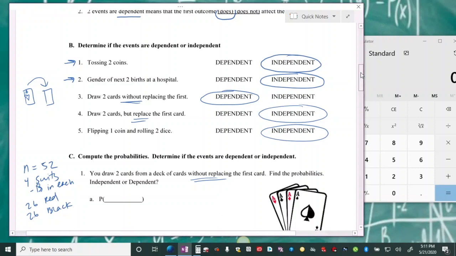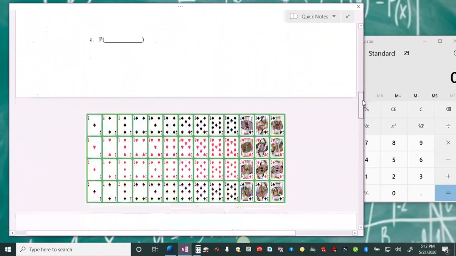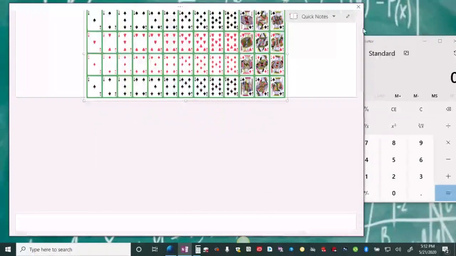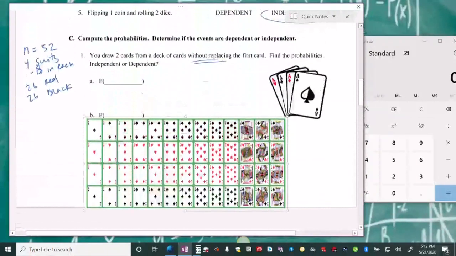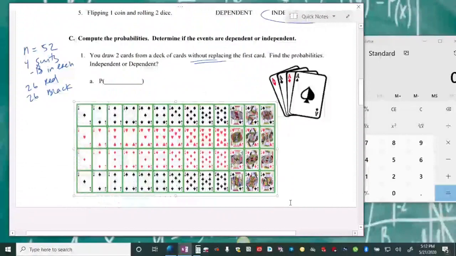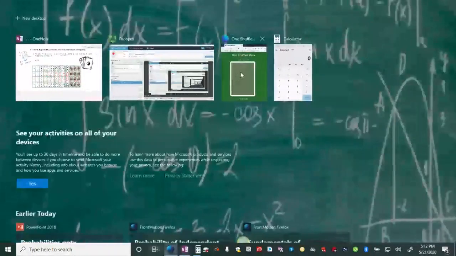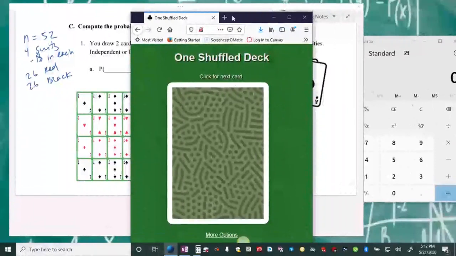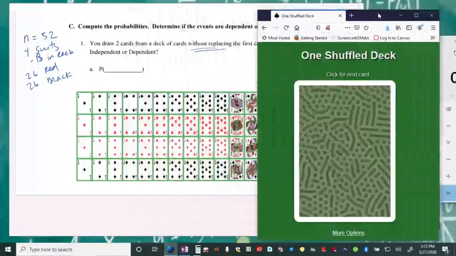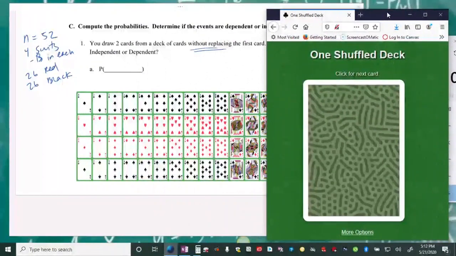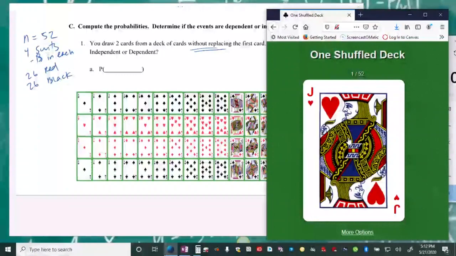I do have a deck of cards right here, so you can see what that deck of cards looks like. I'm actually going to bring it up so it's closer to this first example as I work it. I also have a tool that will allow me to grab a card out of a deck. So I'm going to go ahead and grab this first card and then we'll build a probability based on that. So the first card is a jack.